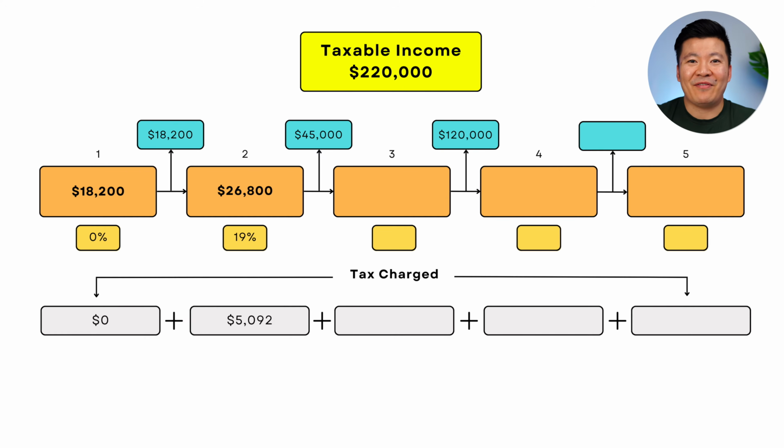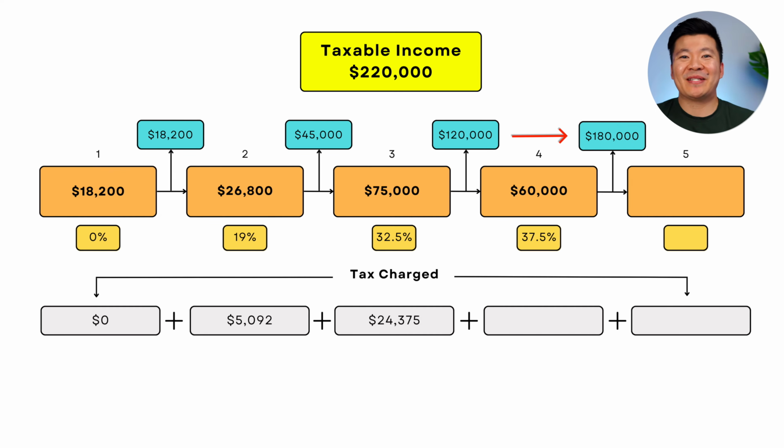For the third bracket, if you earn between $45,000 and $120,000, which is $75,000 in total, you'll be taxed 32.5% for that portion. So 32.5% of $75,000 is $24,375, which is the maximum amount of tax you can be charged in this bracket. For the fourth bracket, if you earn between $120,000 and $180,000, which is $60,000, you'll be taxed at 37% for that portion. So 37% of $60,000 is $22,200, which is the maximum amount of tax you can be charged in this bracket.